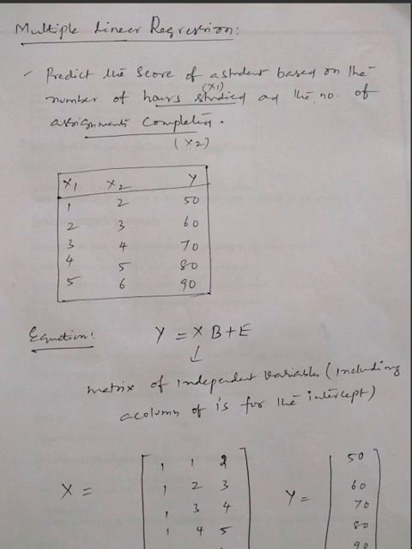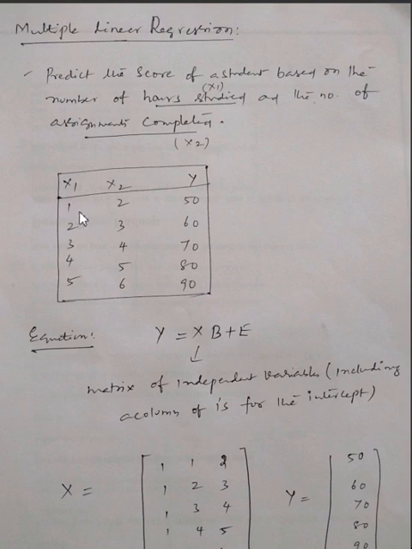For multiple linear regression, the equation can be y equal to a0 plus a1 x1 plus a2 x2, and if you have more independent variables, a3 x3, and epsilon, that is the error value. In this example we took two independent variables and one dependent variable. We are going to predict the score of a student based on the number of hours studied and the number of assignments completed.